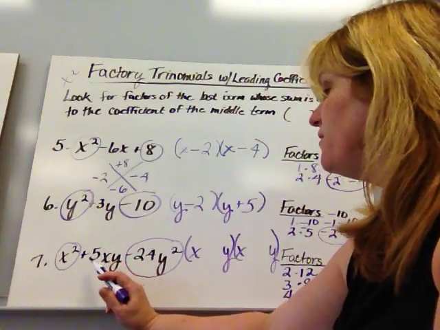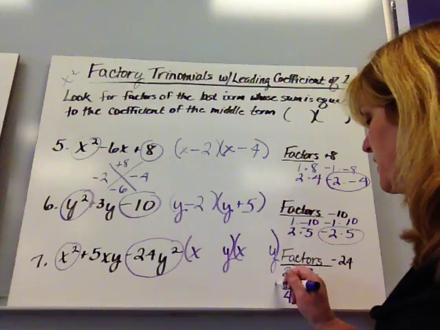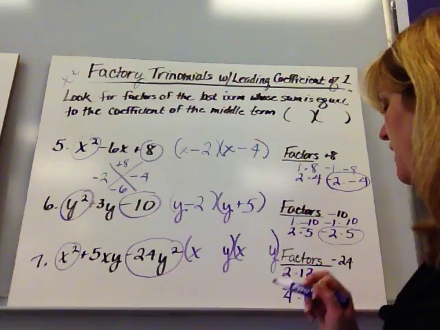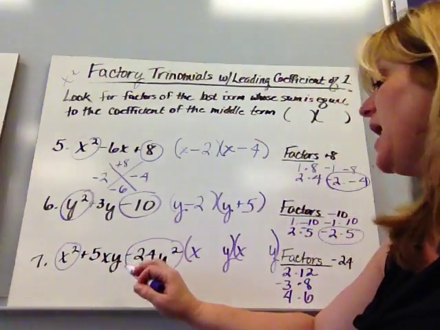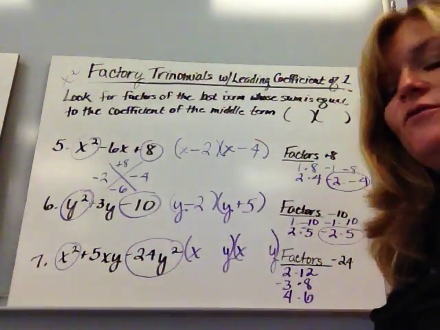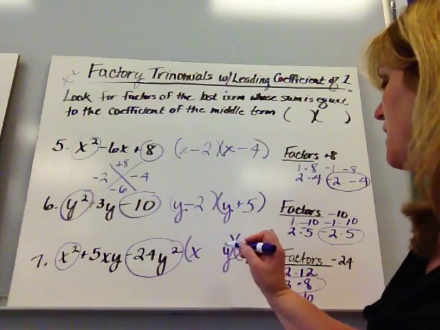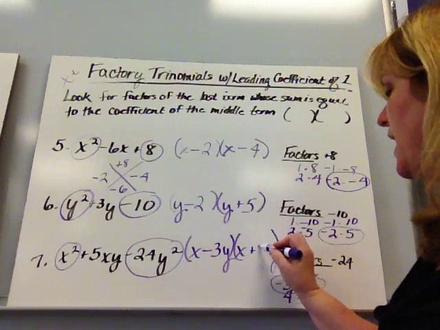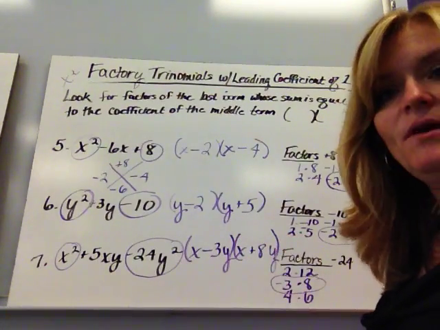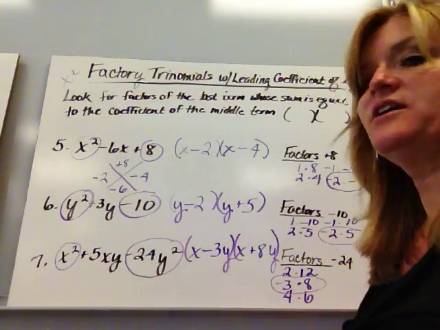So I said, okay, I have to have a positive 5, and that's got to be a negative 24. So I could have negative 3 times a positive 8. That would add up to a 5 and multiply to a negative 24. So this is what I'm going to use for my factor. So I'm going to put a negative 3y plus 8y. Right? Now if you look at this, you're like, how is that xy going to happen?